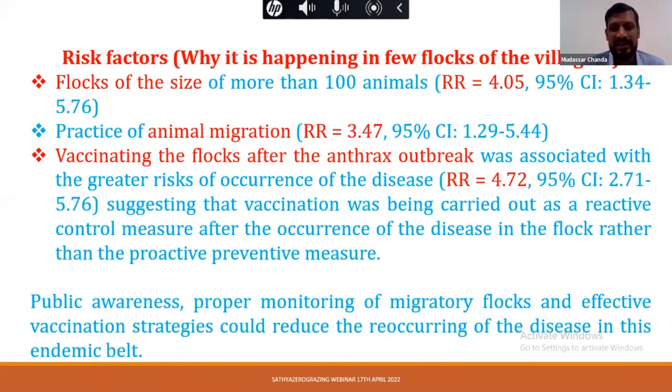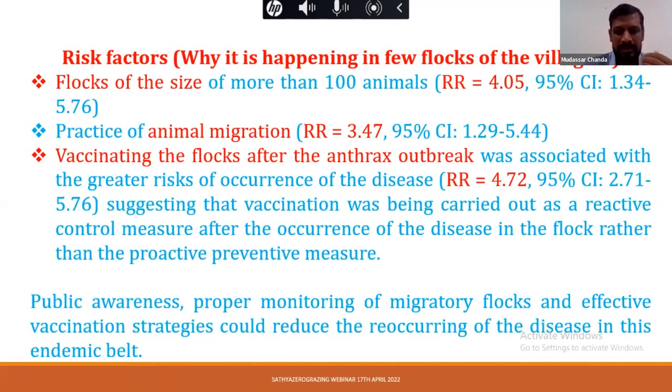So that is also the reason for the higher risk of anthrax: they were vaccinating as a reactive measure, not as a proactive one. We found that the risk is 4 times higher in that kind of flock compared to flocks vaccinated before the occurrence of the outbreak. So this is again an interesting finding. Out of some 20 odd questions, we found these points important in the complete study.